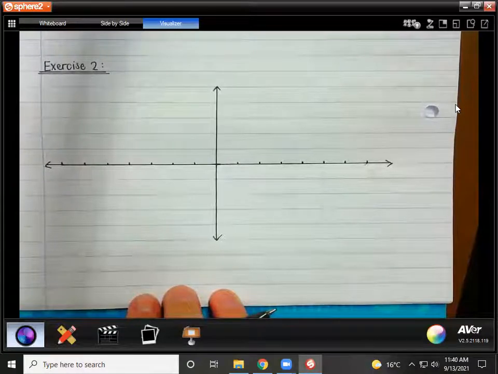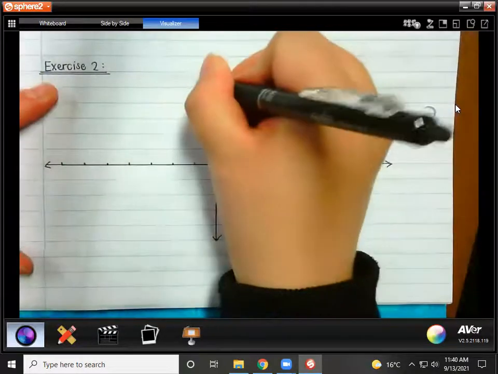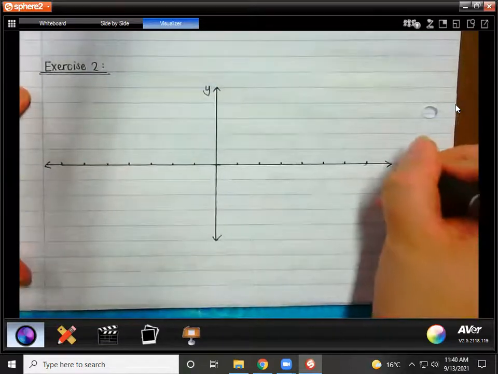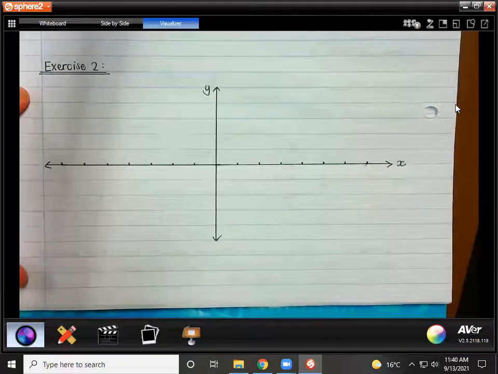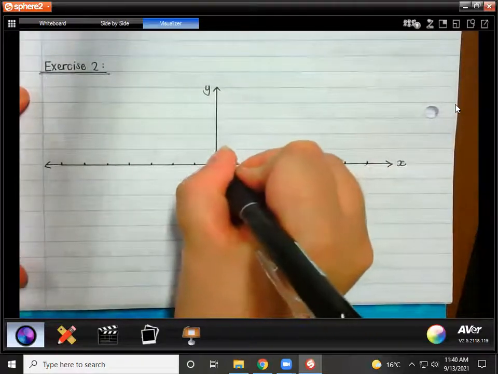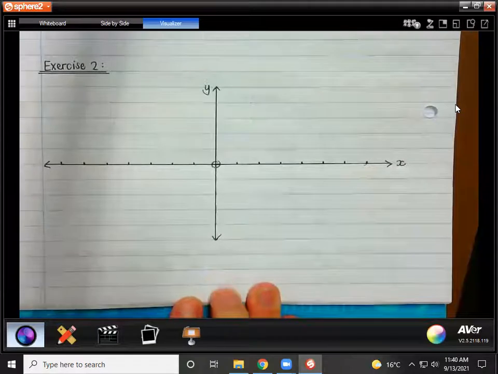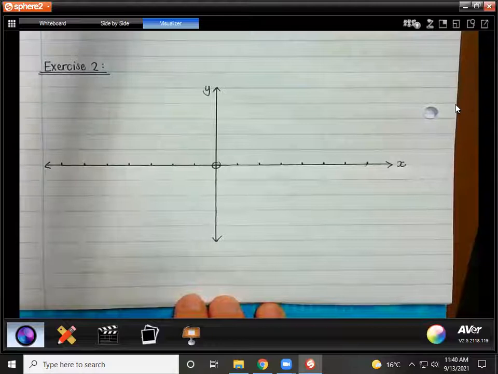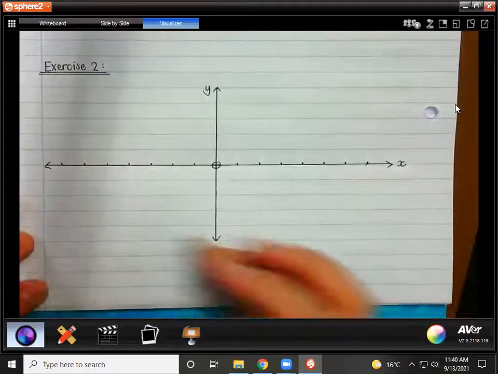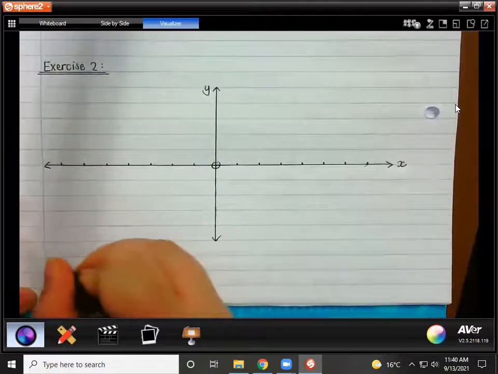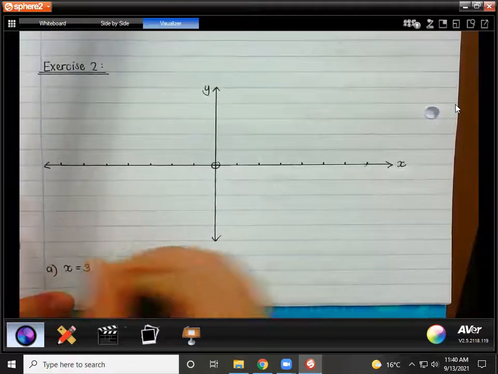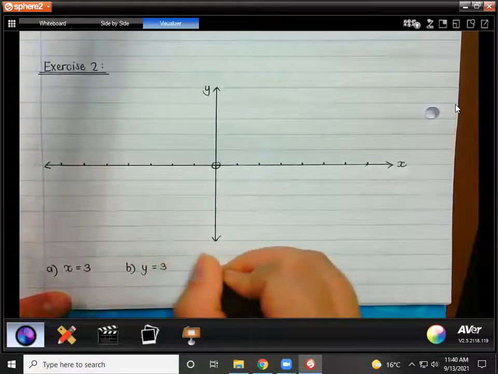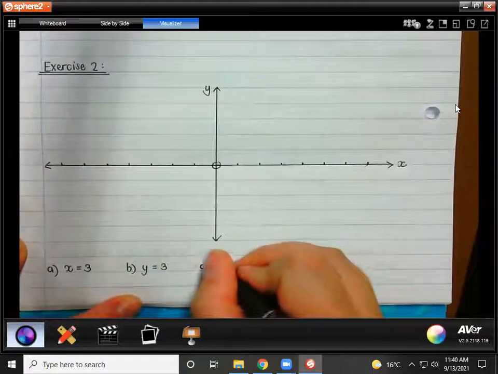Once you've done that, make sure that you're labeling everything correctly. We need our Y next to that arrow on the Y-axis, we need the X next to that arrow on the X-axis, and we need to put our 0 to label the origin. Okay, I'm going to list them all here. I'm going to do the first 3 with you, and then you're going to do the next ones on your own.